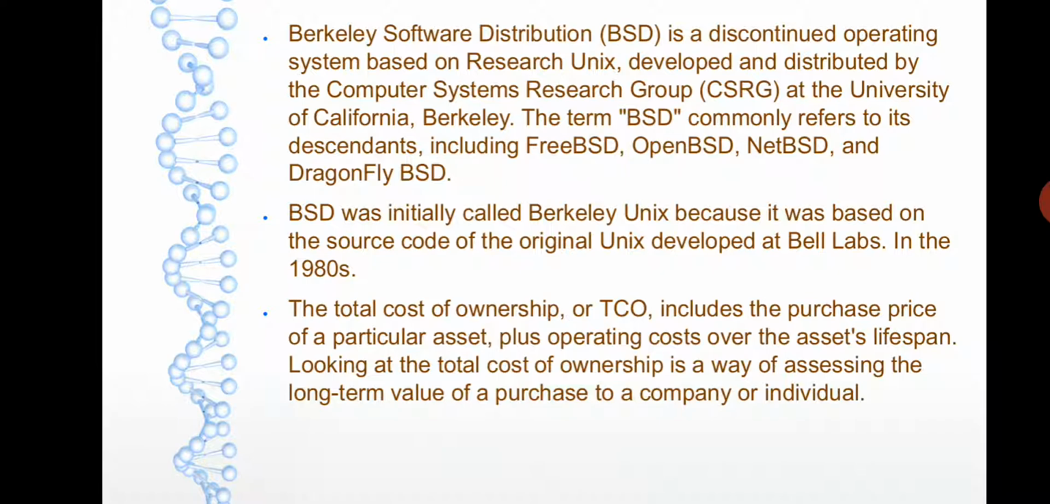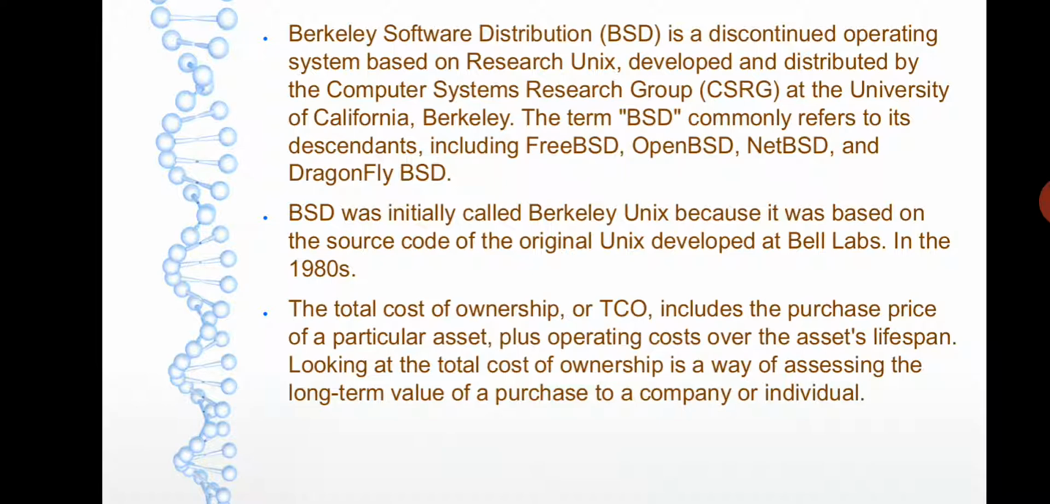There are so many concepts in Linux. If I start explaining, it will take more time, but as of now I will just stick to the points which I have prepared for you to understand. Now BSD was initially called Berkeley Unix, because it was developed from the source code of the original Unix developed in Bell Labs. Unix was also developed in Bell Labs in the 1980s. Linux came into existence in 1991, but in the 1980s they started this kind of BSD concept.